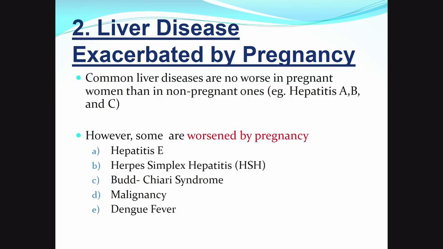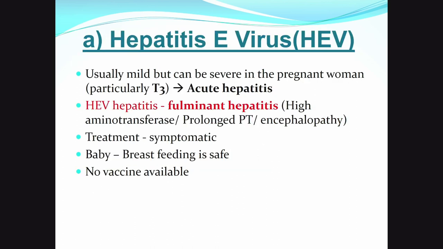The second area in my lecture is the liver diseases exacerbated by pregnancy. There are certain medical conditions, usually mild, but if these things happen during pregnancy, the outcome may not be very good. For example, hepatitis E, herpes simplex hepatitis, Budd-Chiari syndrome, malignancy. Even dengue, if it happens in pregnancy, the prognosis is not very good, so you have to manage it very carefully.